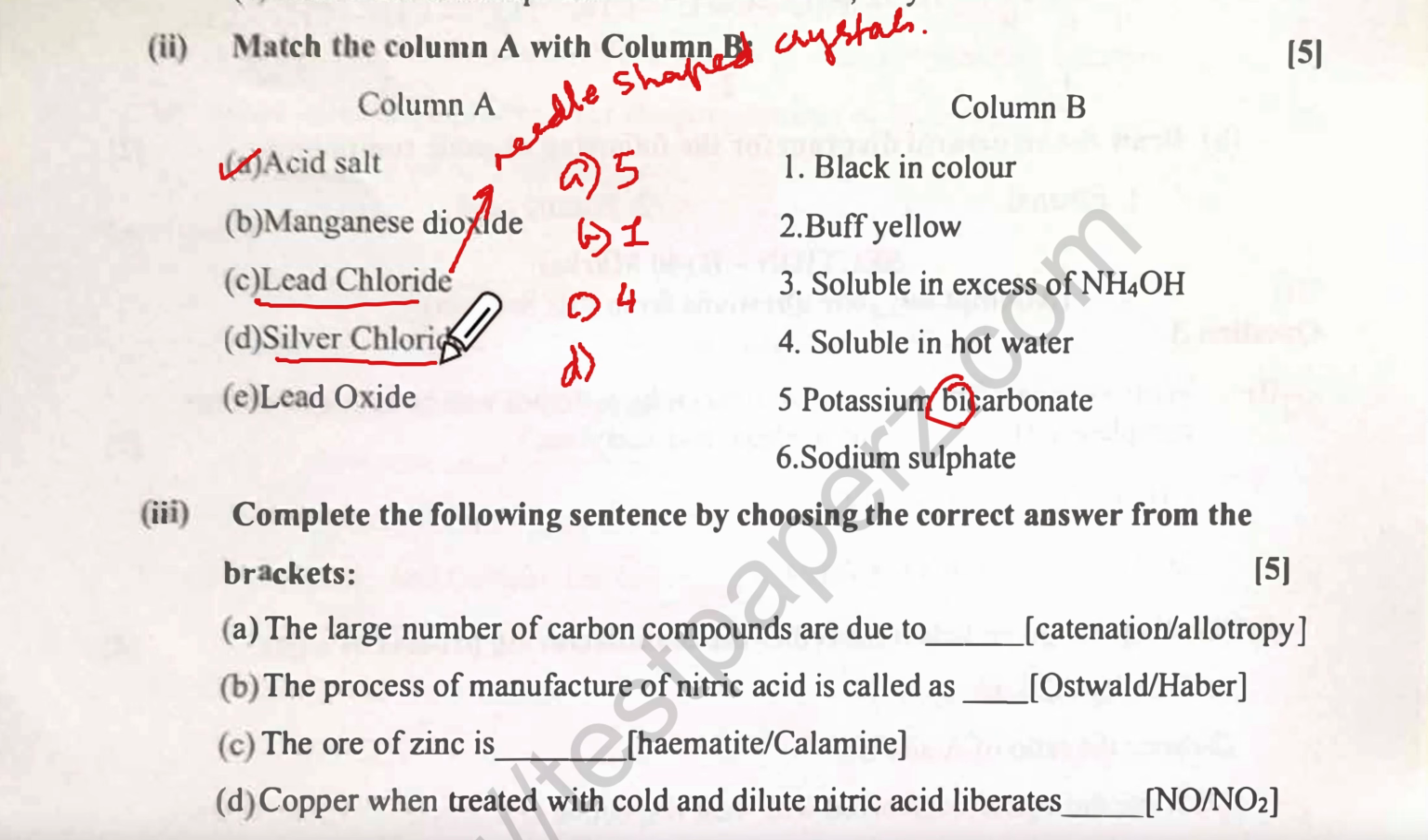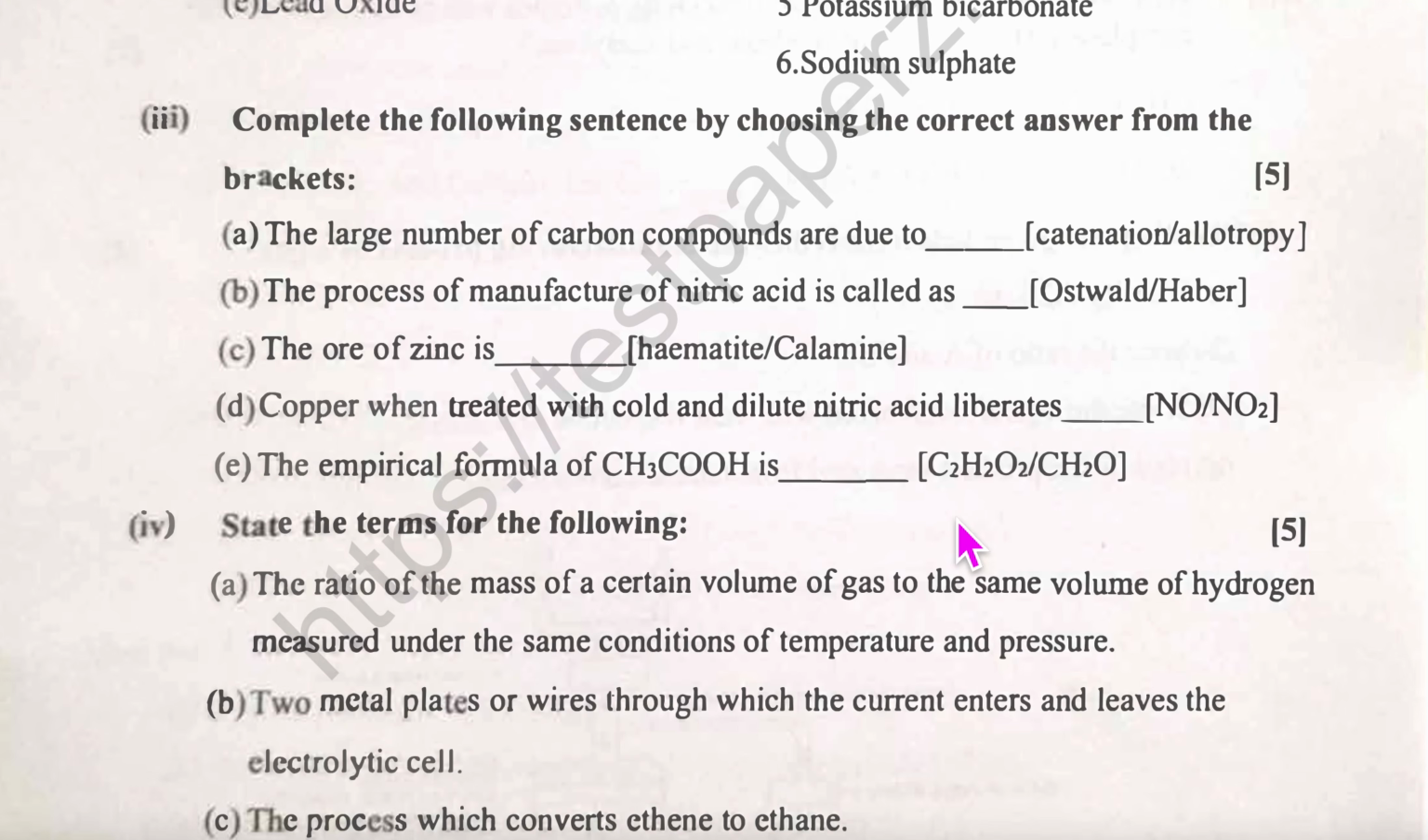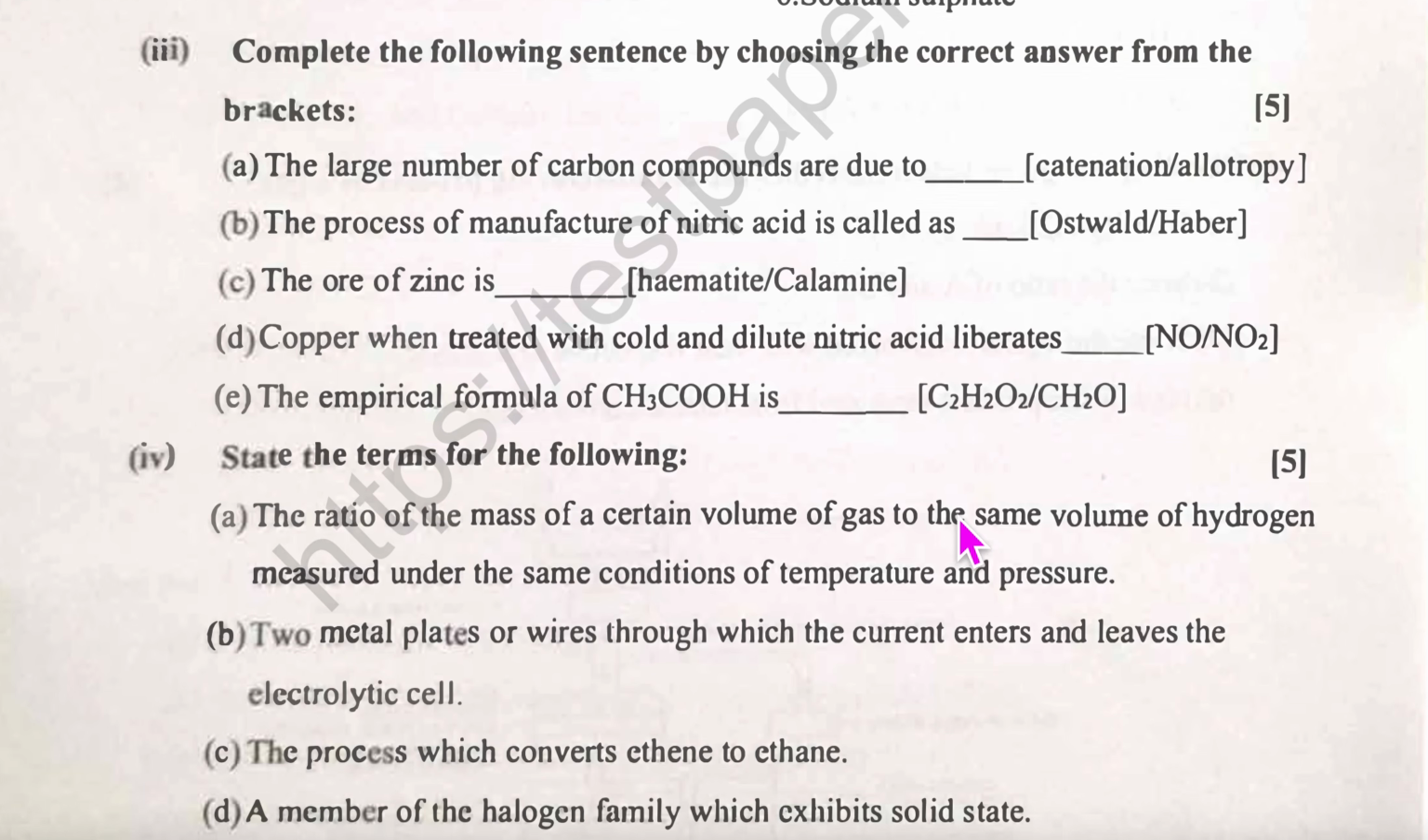handle. What is silver chloride? What is the full description of silver chloride? Curdy white precipitate, which is insoluble in dilute HNO3 but soluble in excess NH4OH. Lead oxide is going to be buff yellow, sticks to the glass, stains the glass yellow. Okay, so now we are ready for the chemistry paper. Come on. We are ready to receive you.